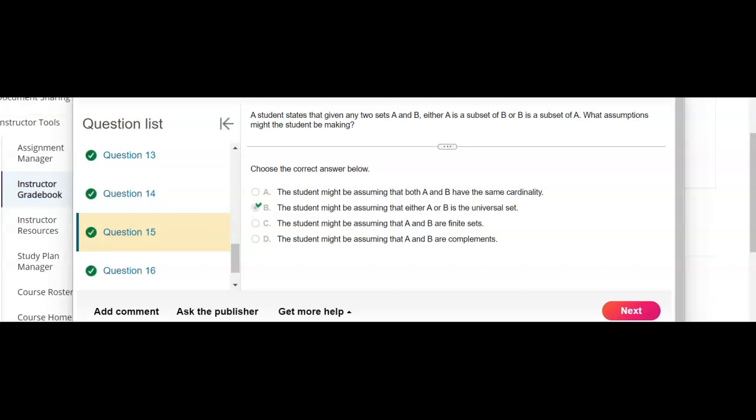I'm going to skip to C. The student might be assuming that they're finite. Well, finite just means that they don't have an infinite number of elements in them. And so assuming that they're finite really doesn't give you any clue or indication that they're subsets of each other. D also says that they're complements.